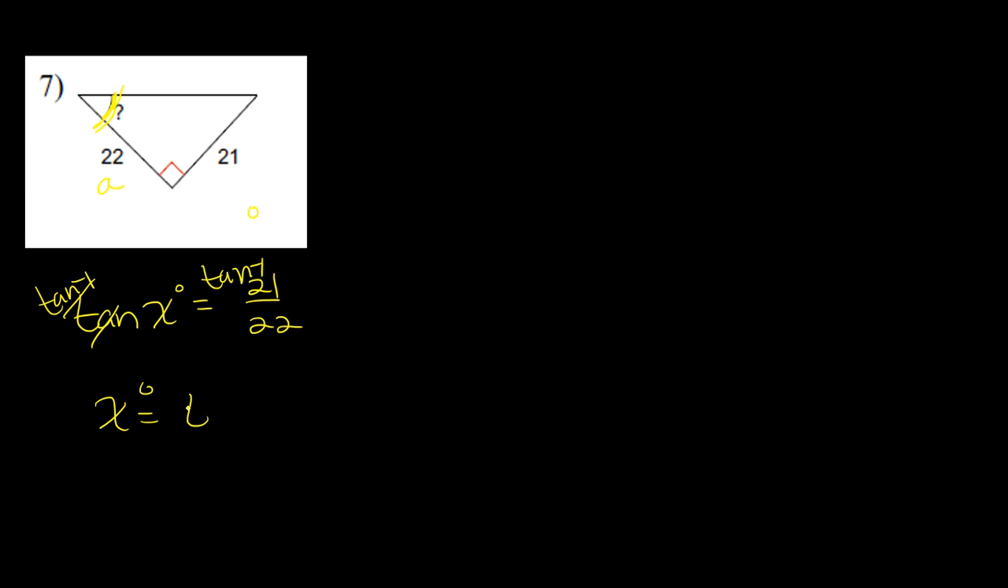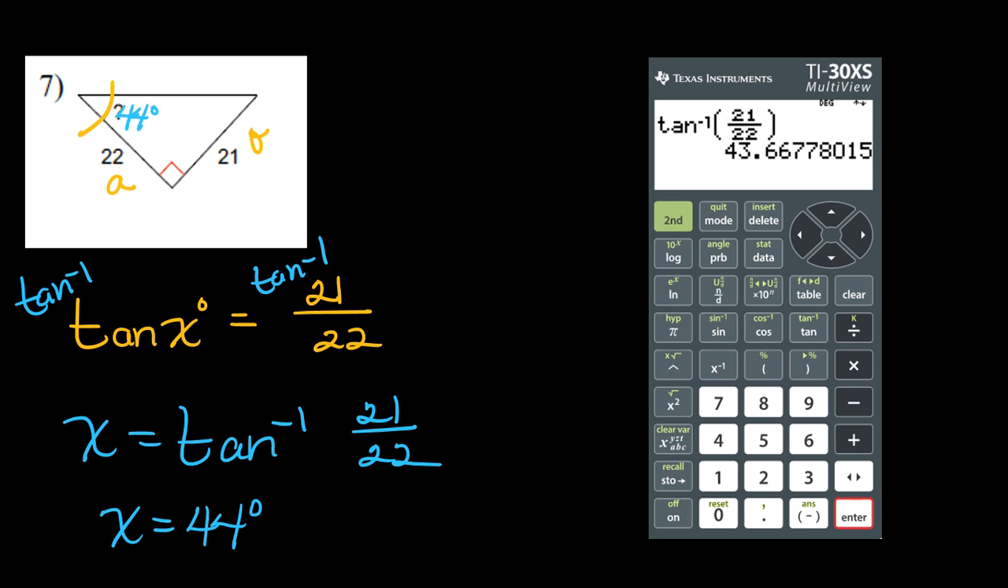Number 7, our reference angle is up here. We have opposite again, opposite over adjacent. So we should be pretty good with tangent. Many of these have been using the trig function tangent. Second function tangent, n over d, 21 over 22, gives us roughly 44 degrees.